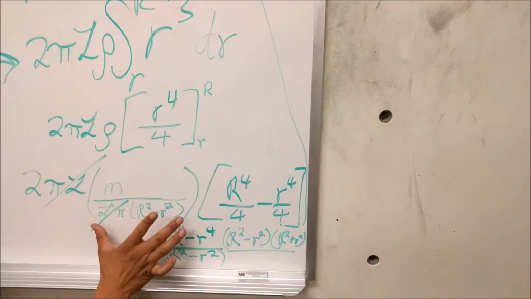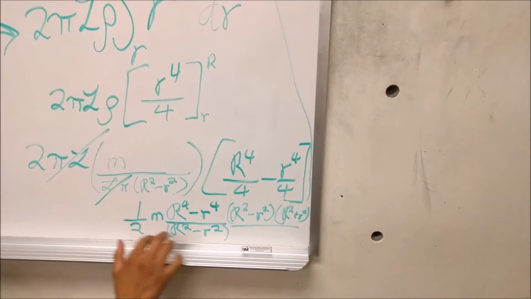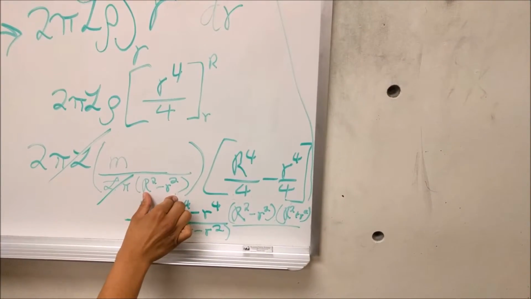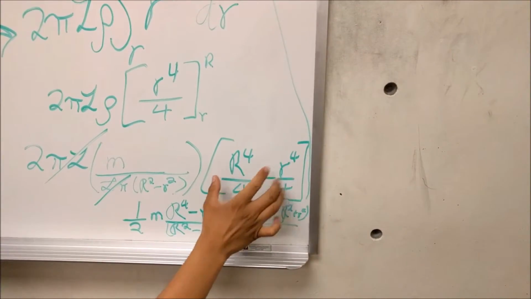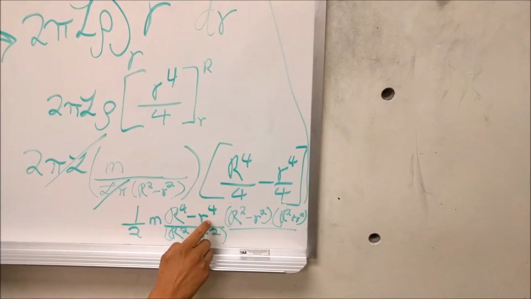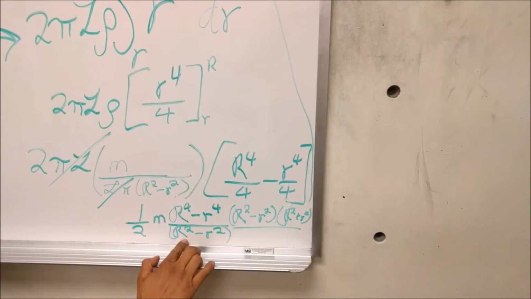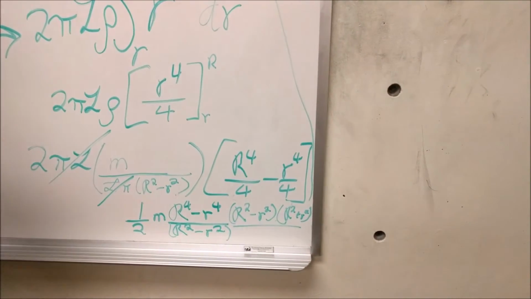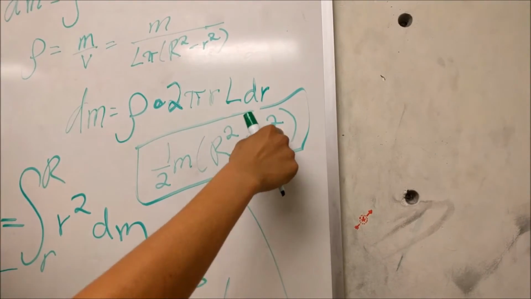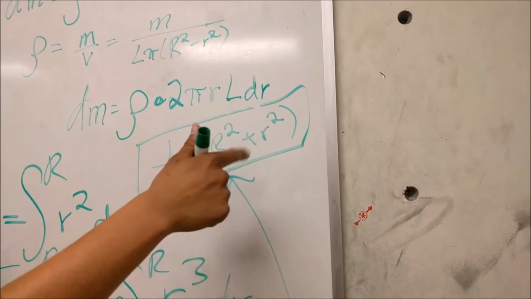When rho is expanded, the pi and the L are canceled out, so you're just left with the difference in the radius of the cylinder and the evaluated integral, which gives you big R to the 4th minus little r to the 4th. Expand, the denominator cancels out, and you end up with 1/2 mass times big R squared plus little r squared, and that is the moment of inertia of a cylinder.